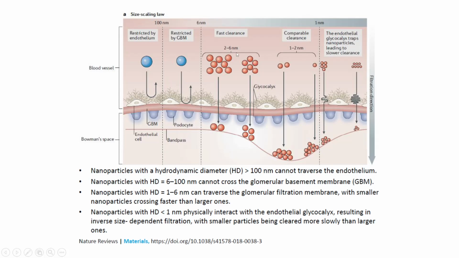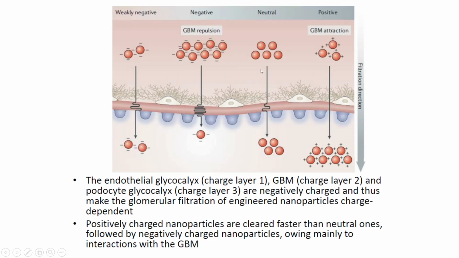So if your particles are of size 2 to 6 nanometer, they can easily be cleared out from this membrane. So in the question, we have to assume that all particles are below 6 nanometer and we just have to see the charge. Now, depending on your charge, the clearance rate of these particles will change because your GBM, this membrane, and the glycocalyx membrane surrounding this GBM is negatively charged in your body.